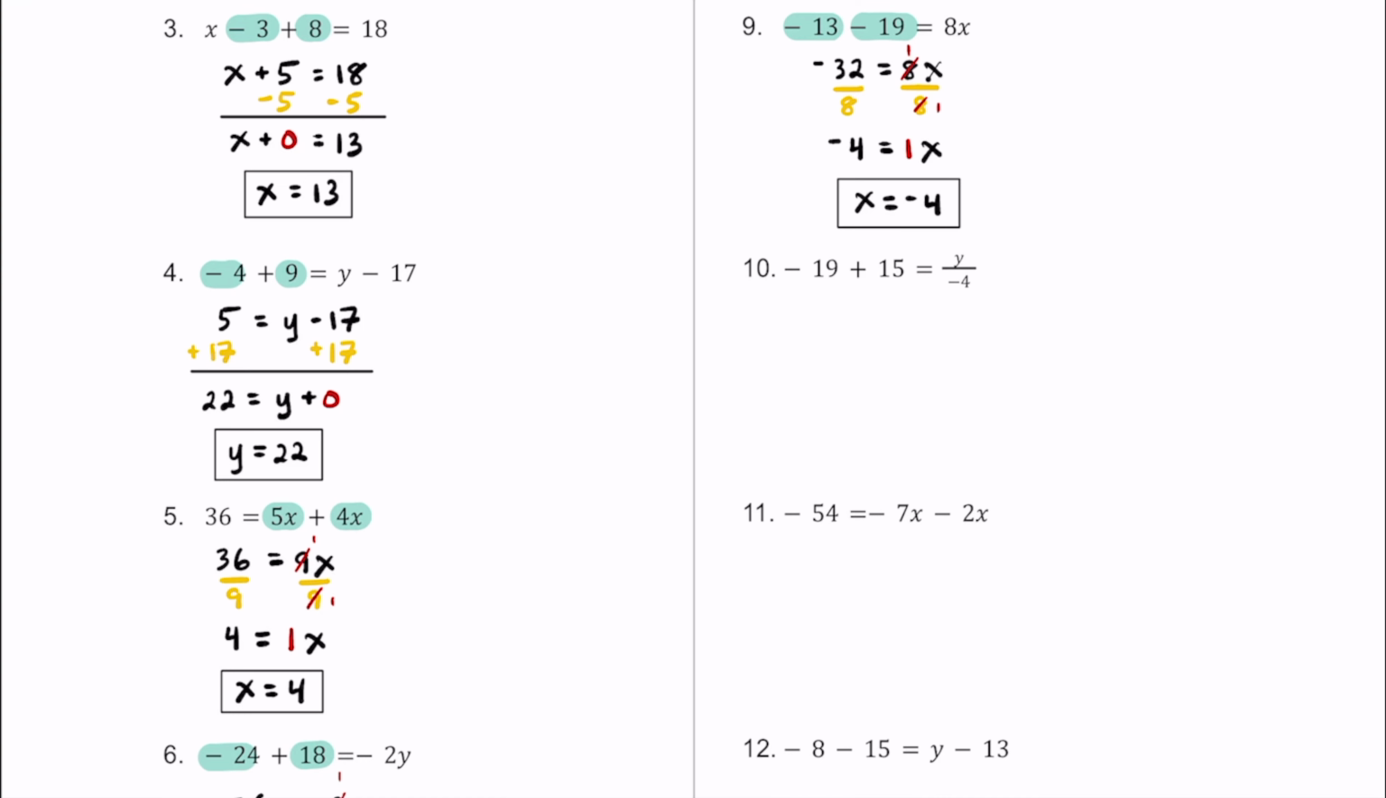Checking this real quick, if we plug in negative 4 back to the original equation, on the right side, 8 times negative 4 is negative 32, and negative 13 minus 19 is negative 32. So this does check out.